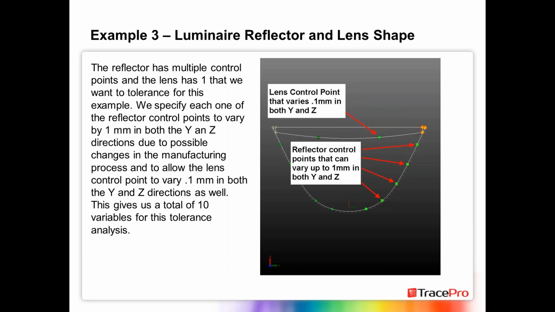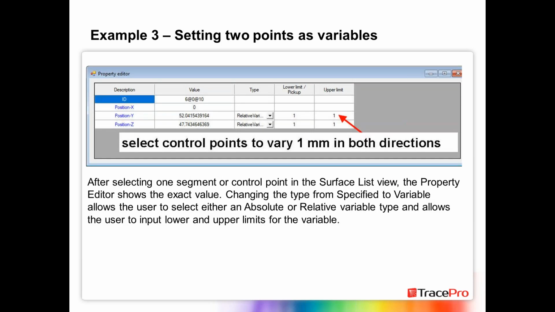We're then going to go, and after we've created these shapes in our object with the correct 15 rings and the 15 segments, we're going to go back and specify that the lens control point is going to vary 0.1 millimeters in both the Y and Z direction. The reflector control points, there are 4 of them, we're going to allow them to vary up to 1 millimeter in both the Y and Z positions as well. So this is going to give us a total of 10 variables that we then need to go into the property editor and do the same thing we did before, which is to change them from specified points to relative or absolute variables, and then specify how much they can move back and forth. In this case, these are relative variables, and I'm allowing them to move 1 millimeter in both directions.